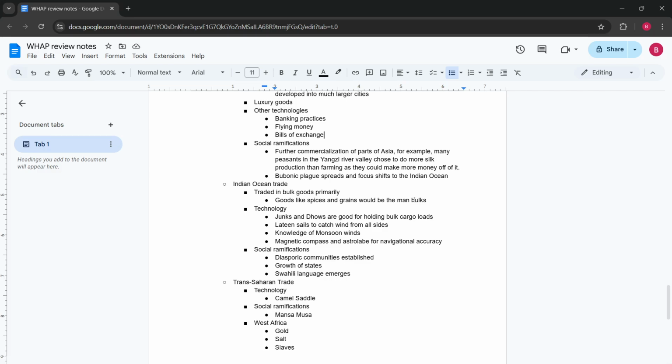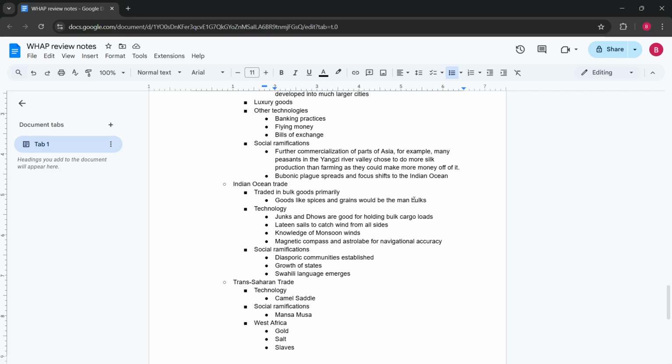Then the knowledge of the monsoon winds. This is one of the biggest things for the trade. They were the seasonal winds that switched twice a year, blowing from one direction to the other. So as the knowledge of the monsoon winds grew, people were able to better traverse the Indian Ocean and were able to sell more. And then there's the magnetic compass and the astrolabe for navigational accuracy, which helps sailors know where they were going a bit better.